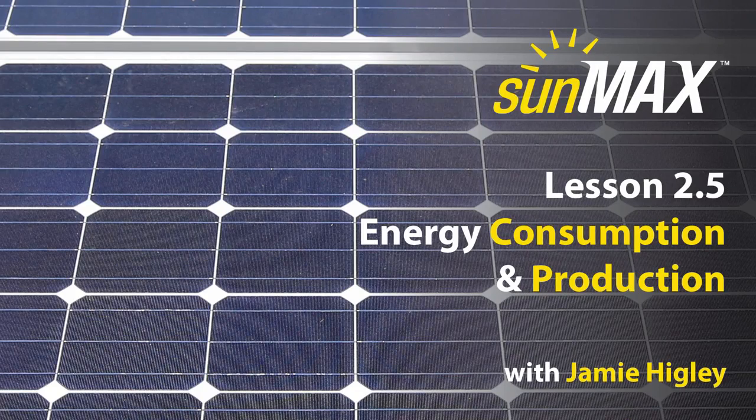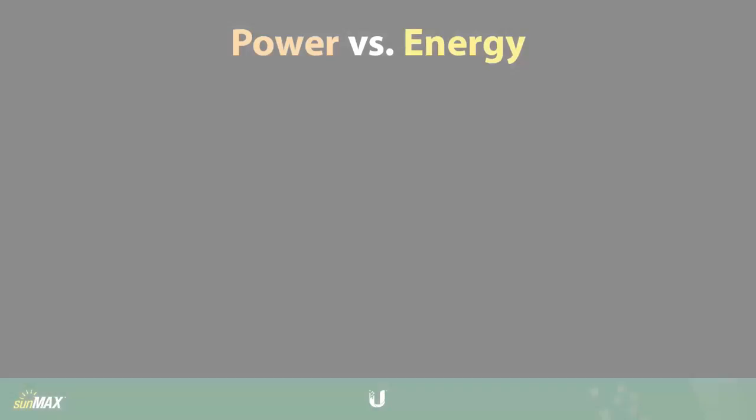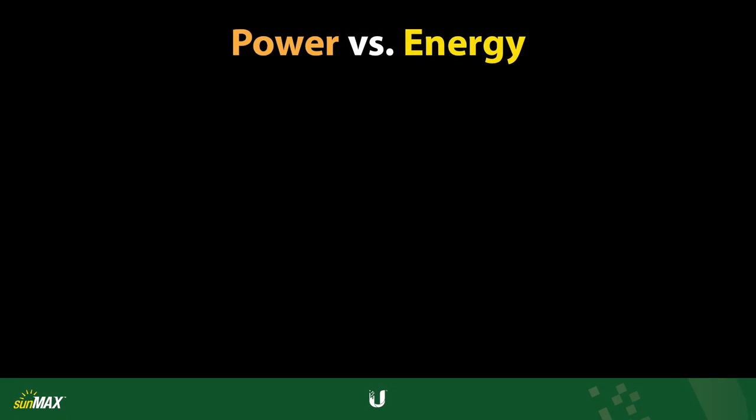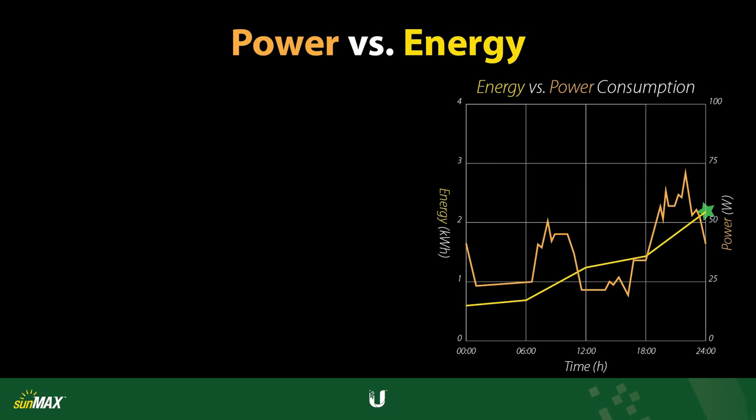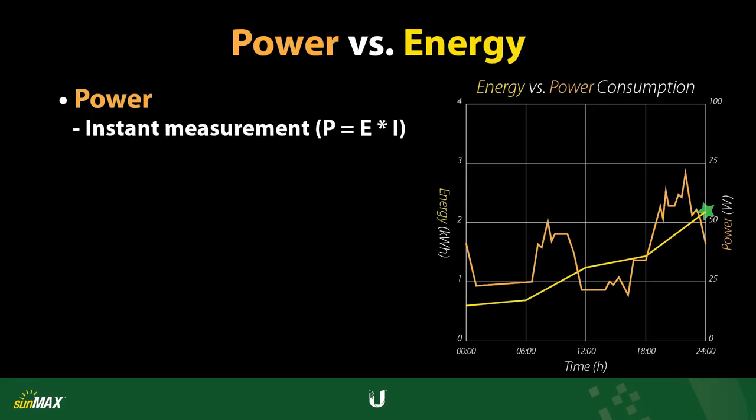Lesson 2.5: Energy consumption and production. Power and energy are two related characteristics of electricity. Power is an instantaneous measurement that represents electrical work. Using the equation power equals voltage times current, you can determine how many watts of power are being generated by a power source or consumed by a load.